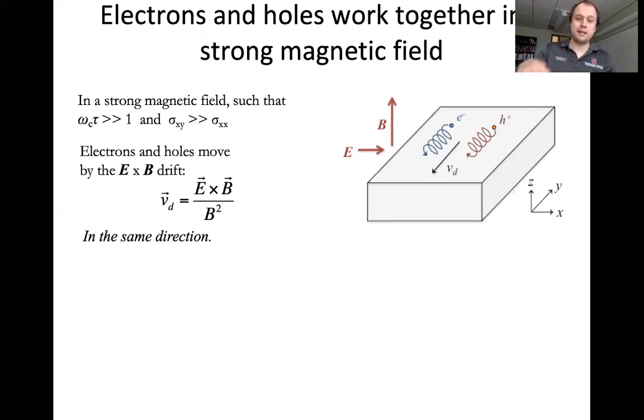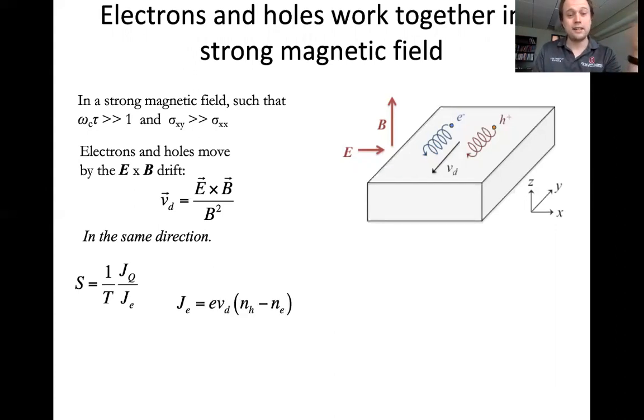So electrons here might do clockwise spirals and holes do counterclockwise spirals, but they drift in the same direction, which is the direction of E cross B. Now if you look at the thermal power, the ratio between heat and electric current, the electric current looks like some drift velocity, this E cross B drift velocity, times the number of holes minus the number of electrons, because they cancel in the electric current since they have opposite charges. But they add in the heat current.